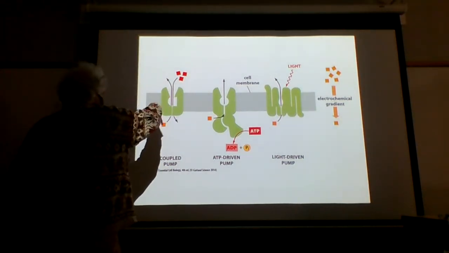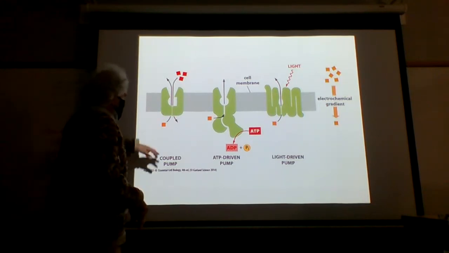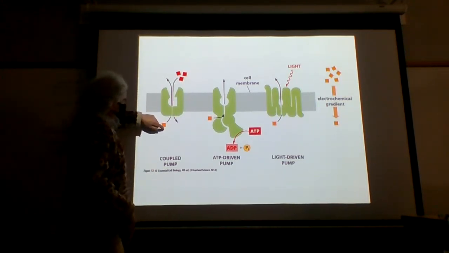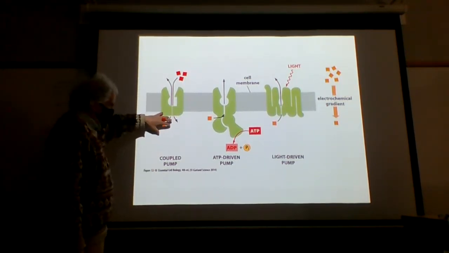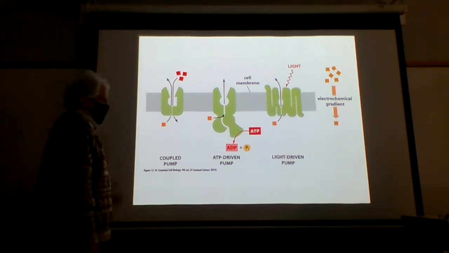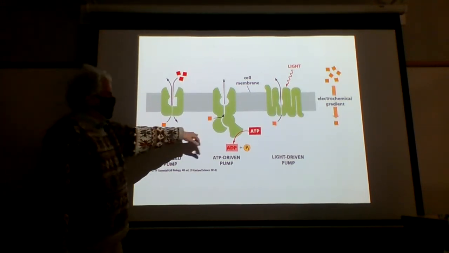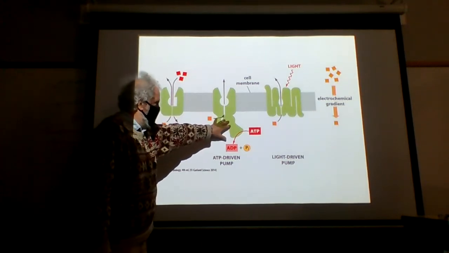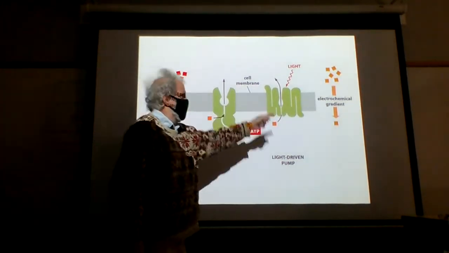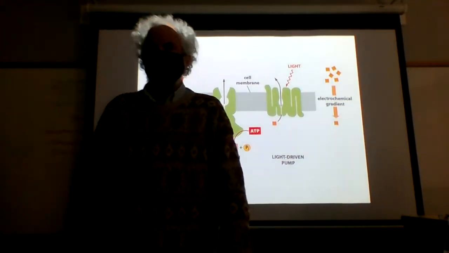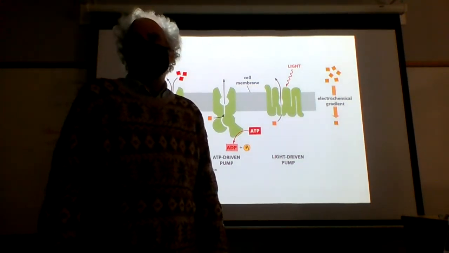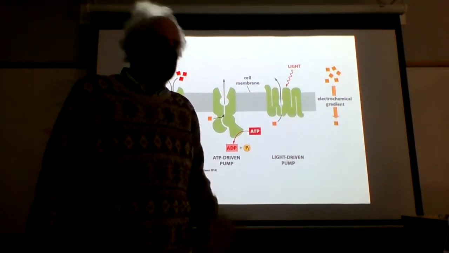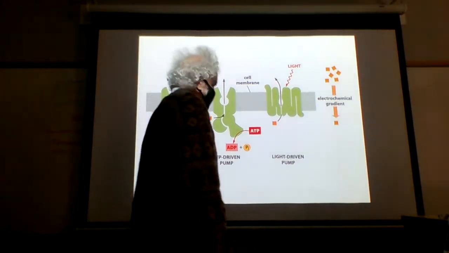So this is an example of a co-transport system in which we've got an ion that is moving with its gradient and driving an ion or a molecule against its gradient. This is the ATP-driven pump. And then there are, in some blue-green algae and things, light-driven pumps, but they're not in animals, and I have nothing more to say about them.